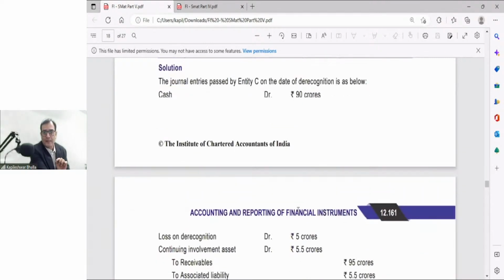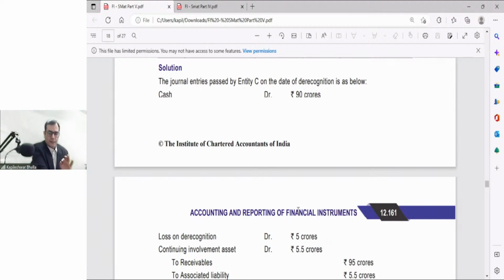Now have a look at this entry. I'm going to split this entry into a total of 3 parts to make it very clear. As you can see, the entry is cash debit 90 crores. There is a loss on derecognition, which is 5 crores. There is a continuing involvement asset to the extent of 5.5 crores. Then there are receivables, which are given a credit of 95 crores. And there is an associated liability, which is to the extent of 5.5 crores.